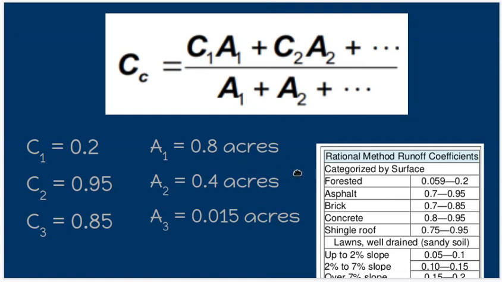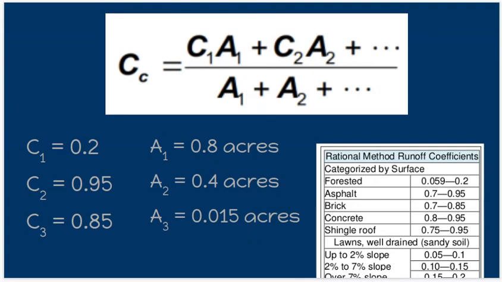So how would we find this composite? We use this formula here, which is just basically taking the sum of the products of each set. So it's important to be organized. I would suggest lay them out like this, so you can say this times this, plus this times this, plus this times this, divided by the sum of the areas.